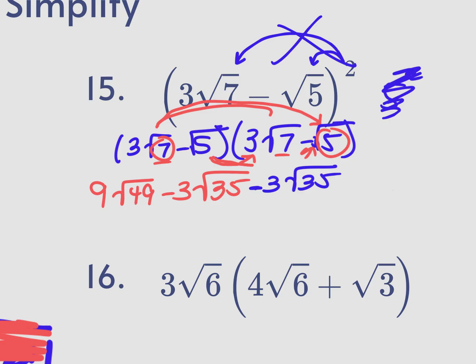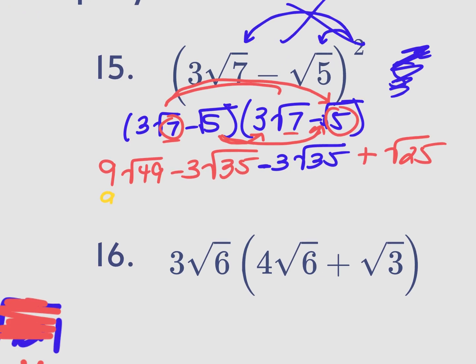And then I have this one times this one. So it's a negative times a negative is a positive. And square root of 5 times square root of 5 is going to give you the square root of 25. And then now we have to simplify.